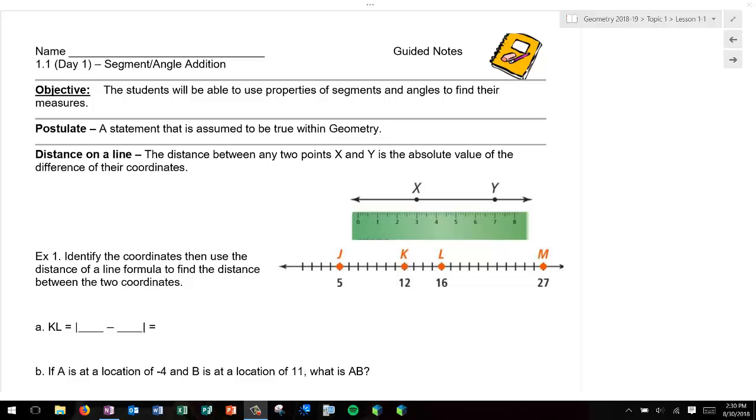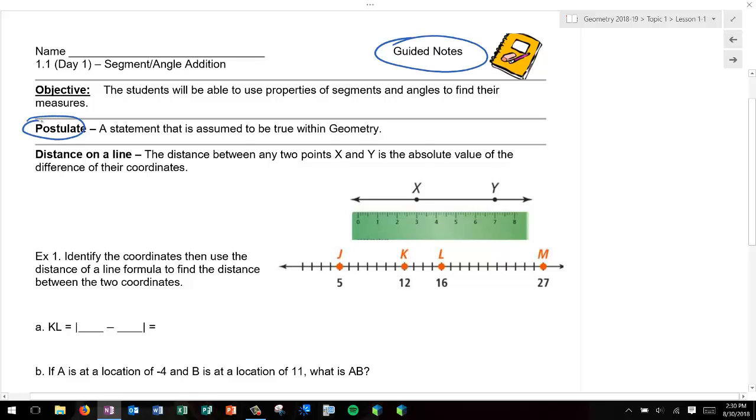And remember to be taking notes on the guided note sheet that you've been given. You can see that these are also guided notes, just like we had on the previous video. So to start out, we're going to give you a definition of a geometric term that we're going to use frequently throughout the year. And that's the idea of a postulate.